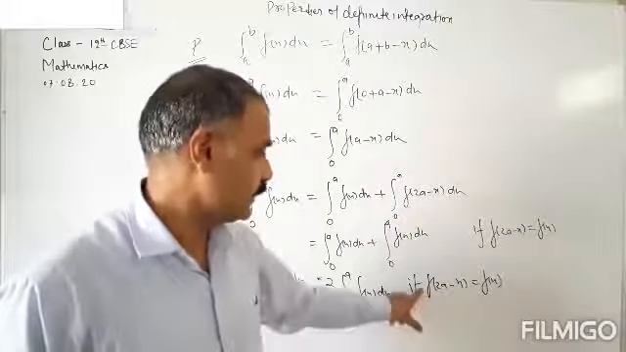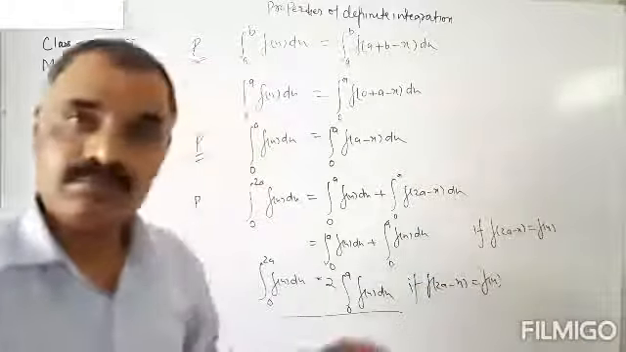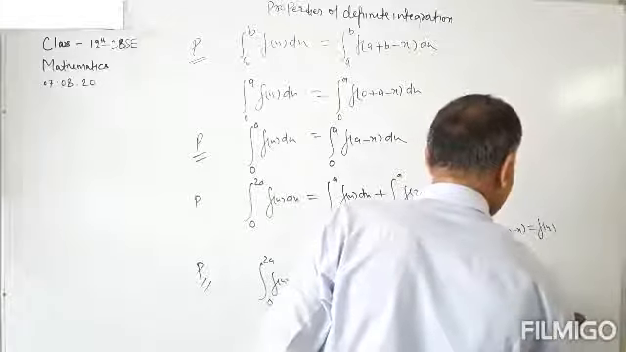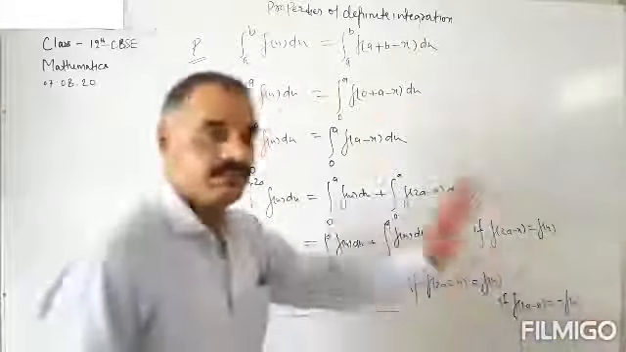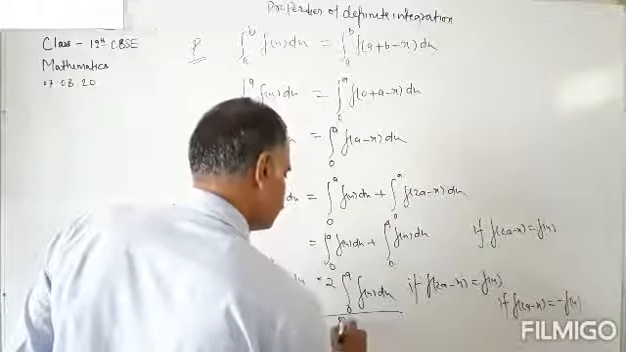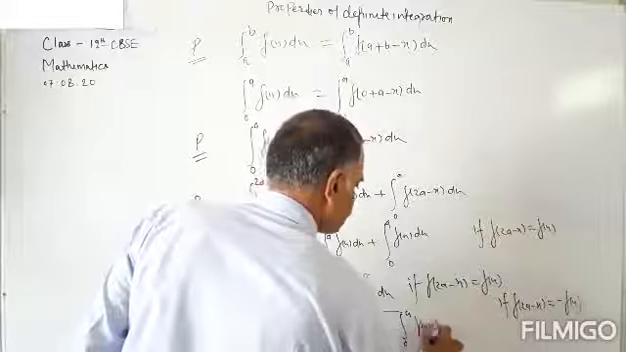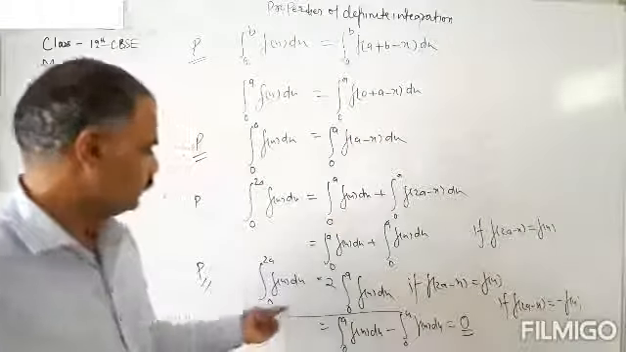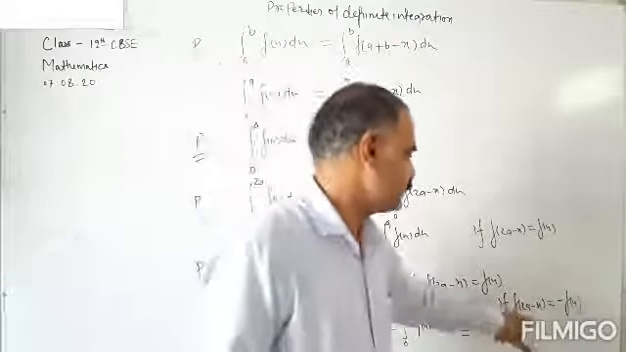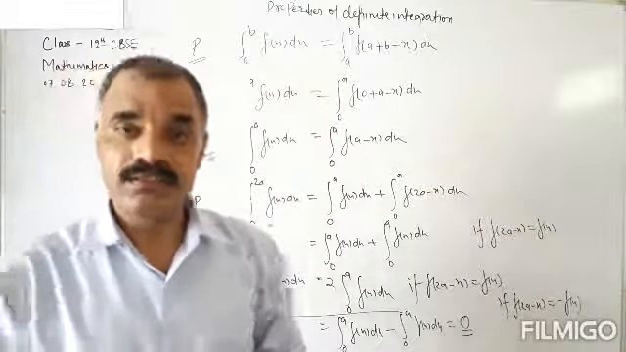And the other condition is that if f(2a − x) is equal to minus f(x), then this is equal to the integral from 0 to a of f(x) dx minus the integral from 0 to a of f(x) dx, that is equal to 0. Okay, so the integral from 0 to 2a of f(x) dx is equal to 0 if f(2a − x) equals minus f(x). So these properties should be learned.